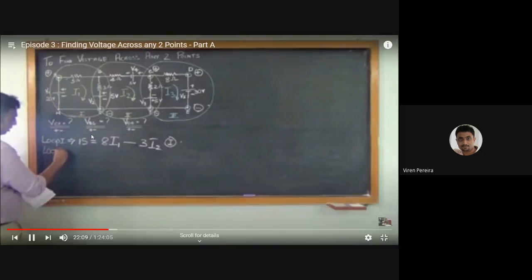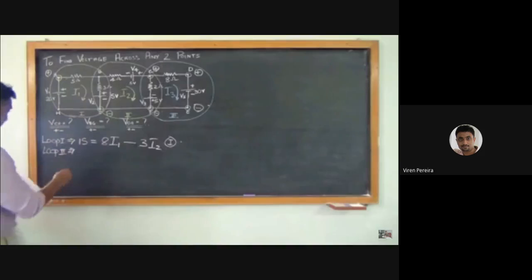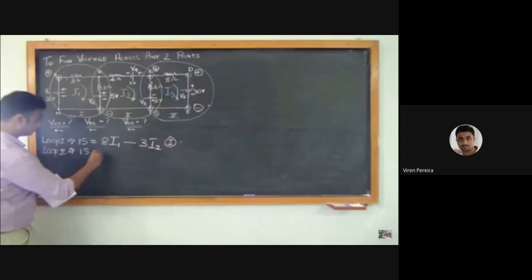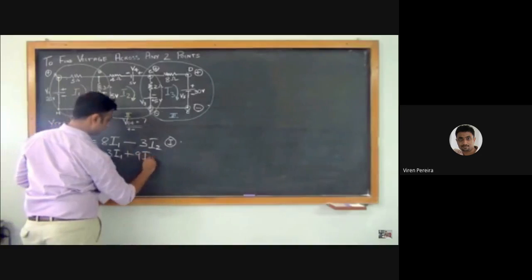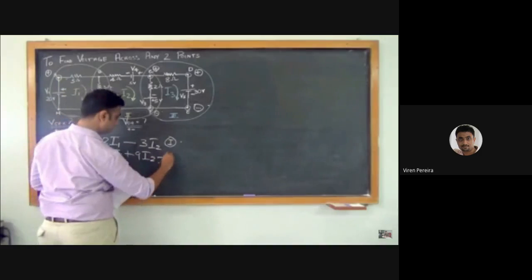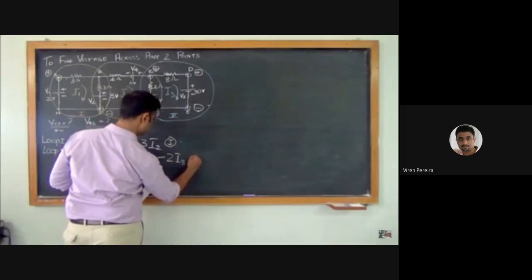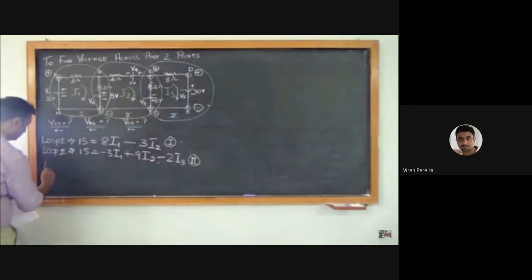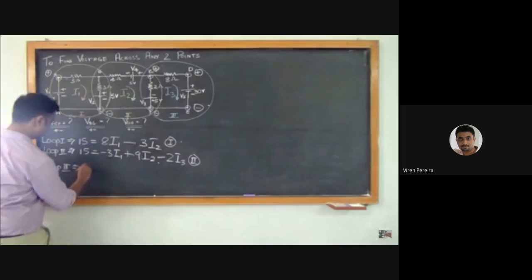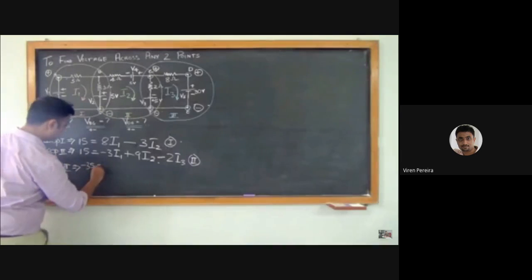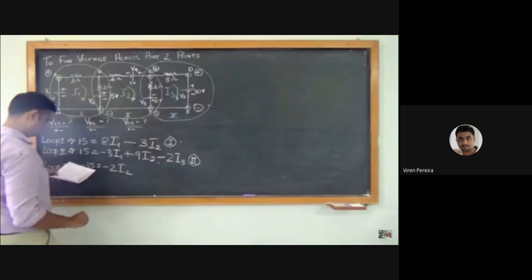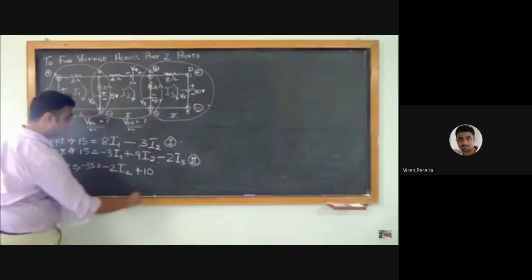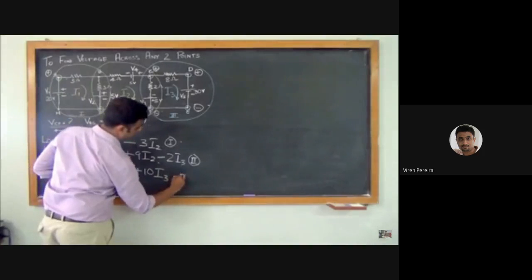I'll just write the loop 2 equation quickly. And the loop 3 equation, which is minus 35 equals minus 2 I2 plus 10 I3, which is my equation.